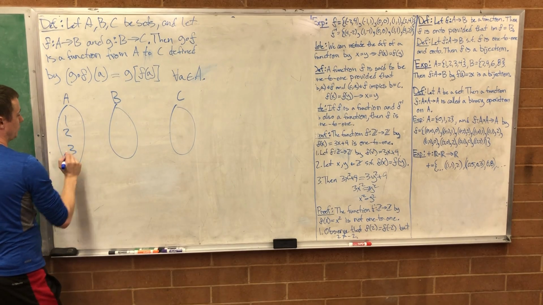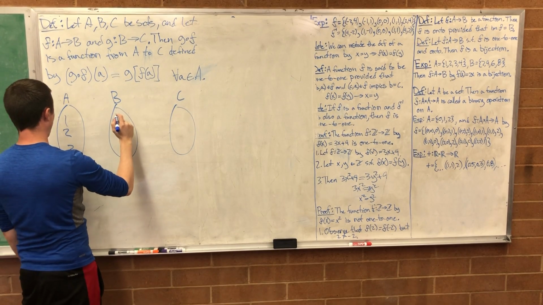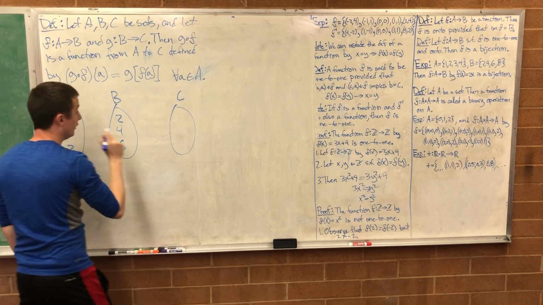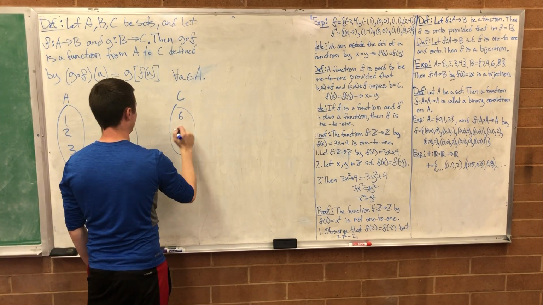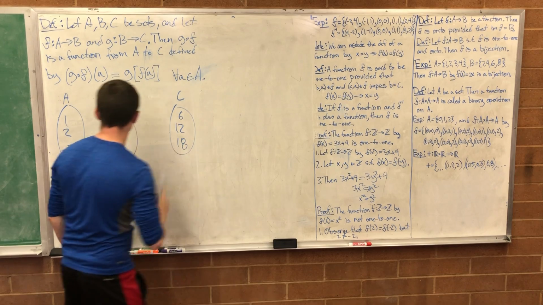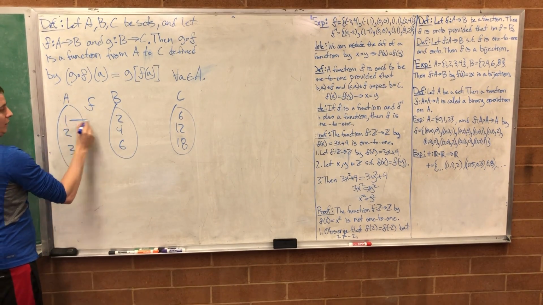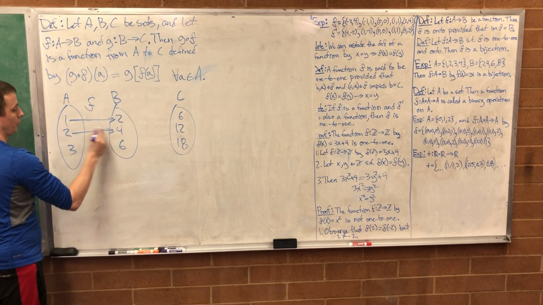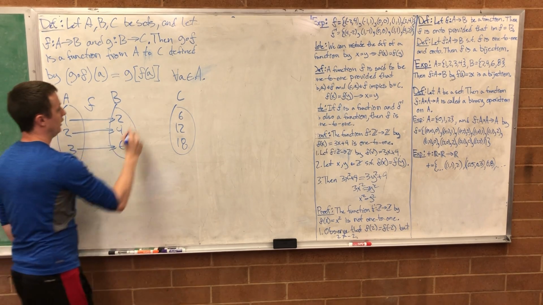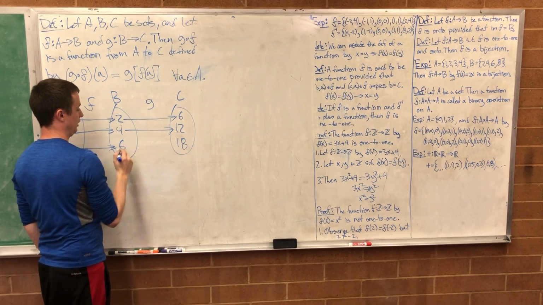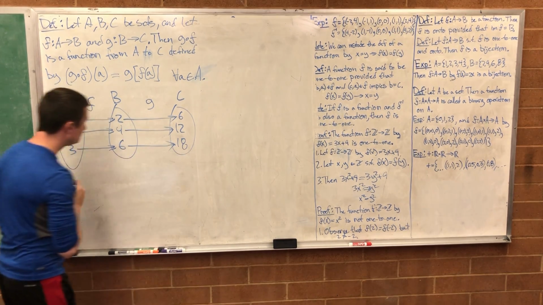1, 2, 3. We'll make this 2, 4, 6. And then we'll make this 6, 12, 18, something simple. So we'll say that F is this function. It maps 1 to 2, 2 to 4, and 3 to 6. And G is this function. It maps 2 to 6, 4 to 12, and 6 to 18.